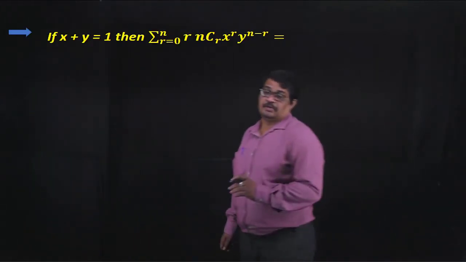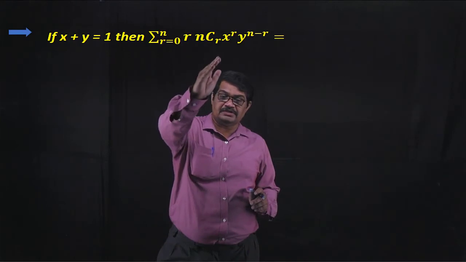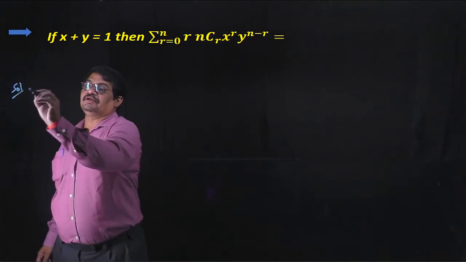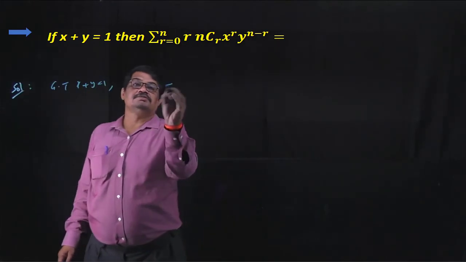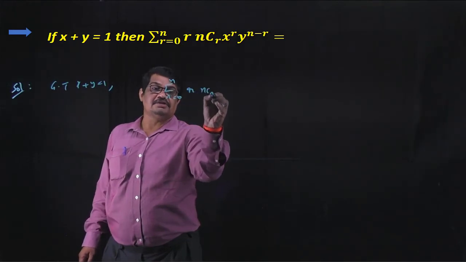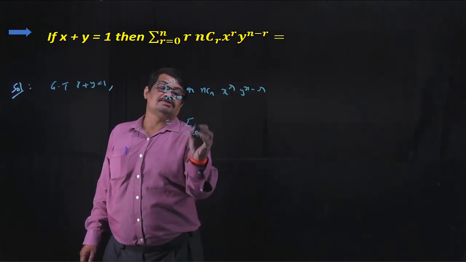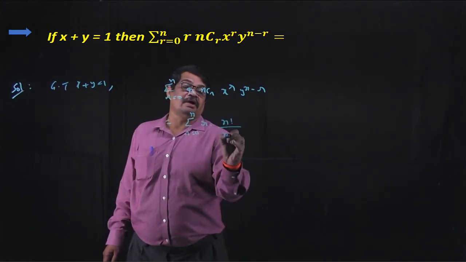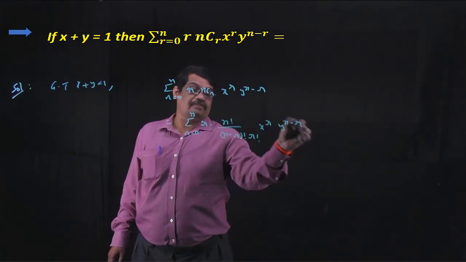Okay, see the problem. If x + y = 1, then find the value of the sum over r = 0 to n of r · nCr x^r y^(n−r). Here it is given that x + y = 1 and the sum over r = 0 to n of r · nCr x^r y^(n−r). So this can be written as the sum over r = 0 to n of r · n!/((n−r)! r!) · x^r y^(n−r).